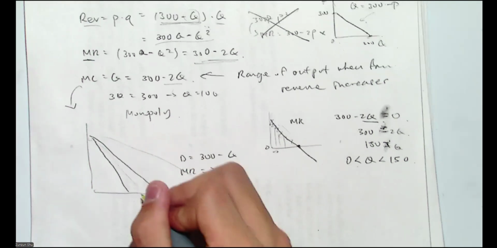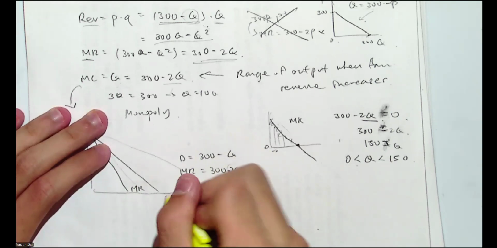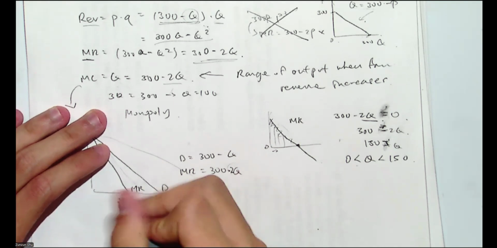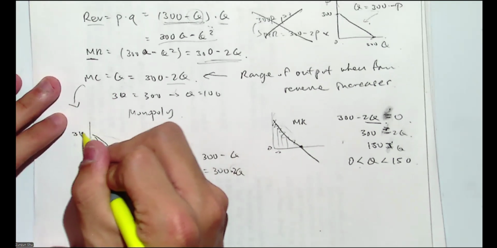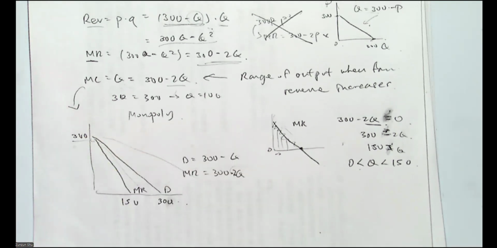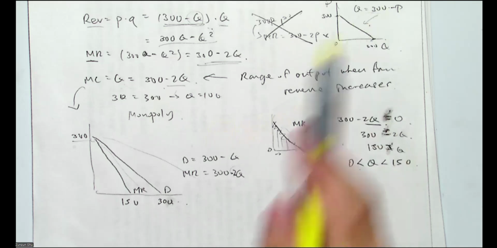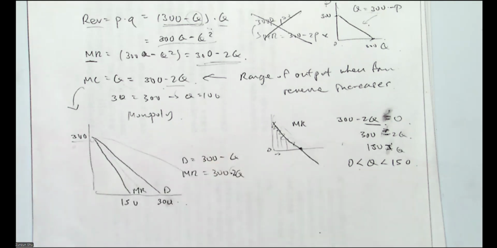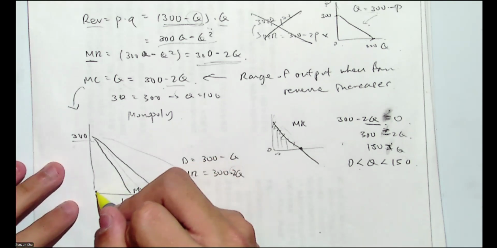So that is your marginal revenue. And this point is 300, and this point is 150. This point is 300 because that's the y-intercept for both the demand and the marginal revenue. Okay, so if we have that, we have the basics. We also have an MC line. Our MC line is equal to Q, so let's say the MC line is here.